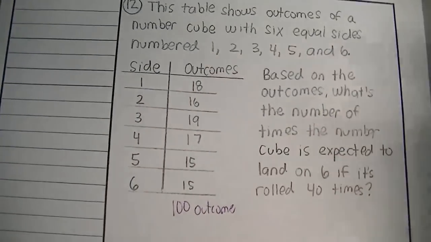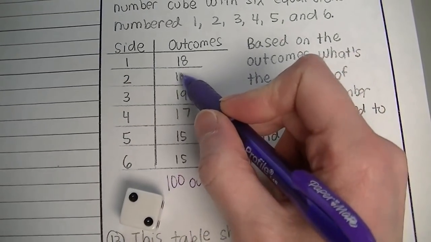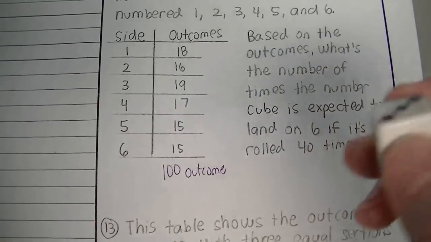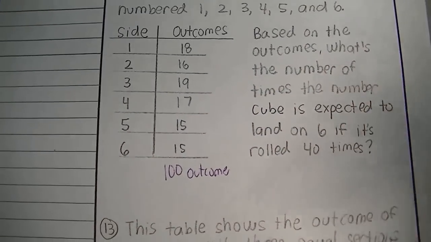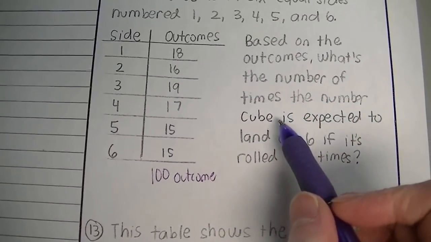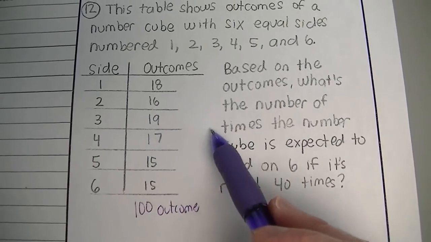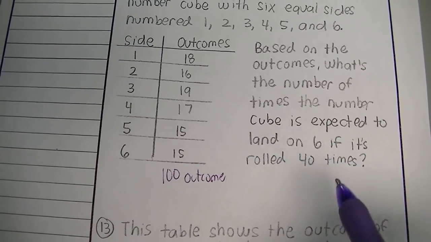Okay, so like roll number 1, there is 2, so they'd add that to this section, okay, when they came up with that 16, okay? So that was just one roll. They did that 100 times, and that's how they came up with this data. So now it's saying, based on the outcomes, based on this data right here, what's the number of times the cube's supposed to land on 6 if it's rolled 40 times?